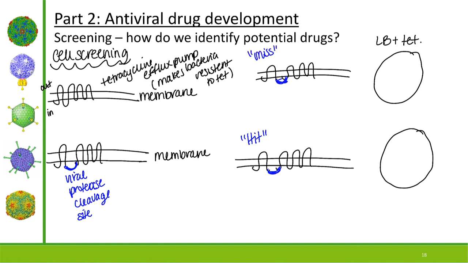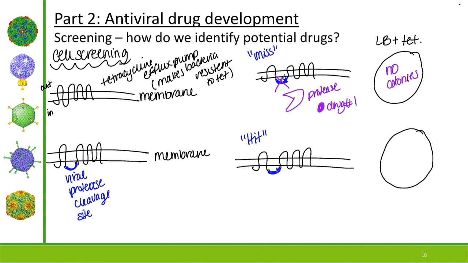So if we have a viral protease, and let's say that we have drug number 1. If drug number 1 does not work against the viral protease, then that little loop will get chewed up. So that is now gone. And when that happens, that breaks the tetracycline efflux pump, which means that we will get no colonies. And the reason we get no colonies is because those bacteria have no way of pumping out the tetracycline, and so they end up dying.